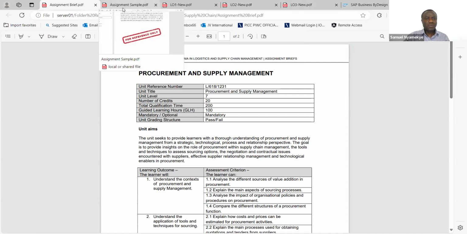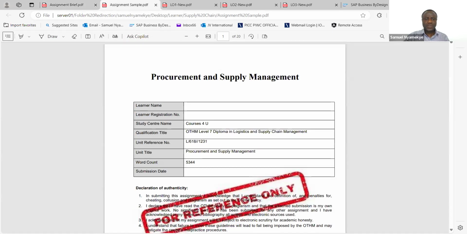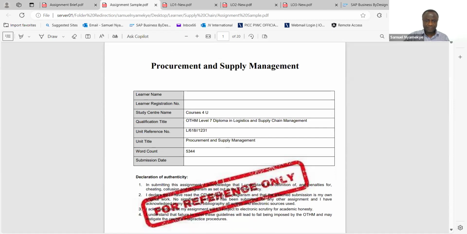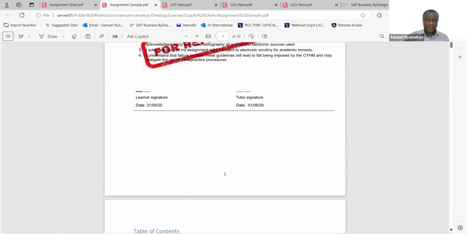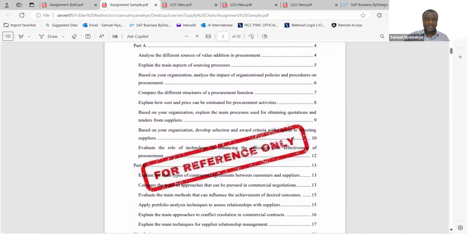I want to just show briefly, just look at a sample of what this will look like. So if you look at what has been produced, obviously your details are here. Then your table of contents, very important.